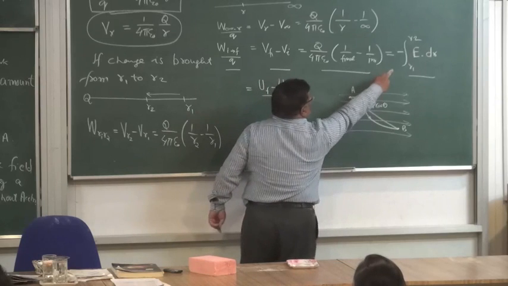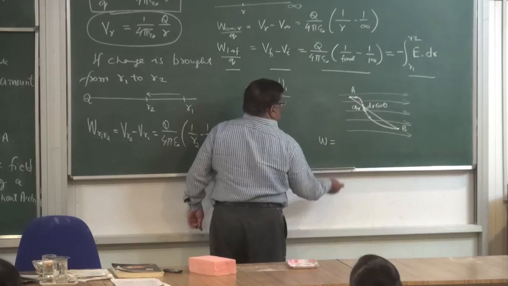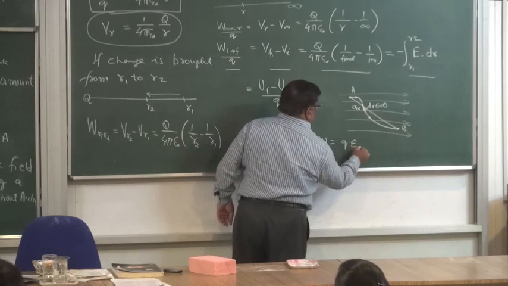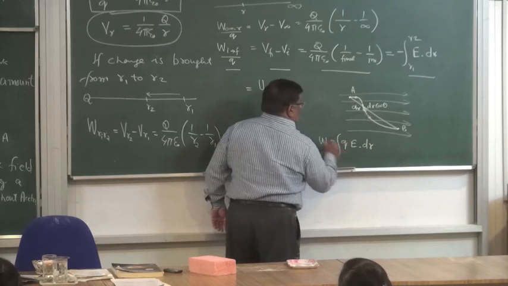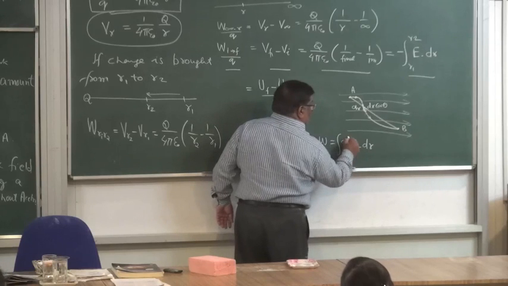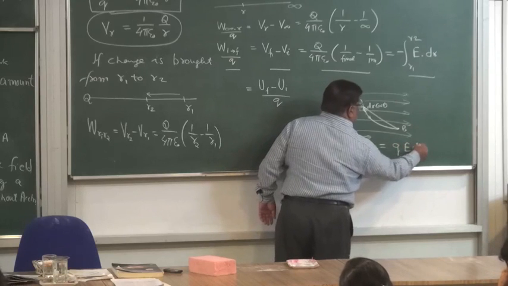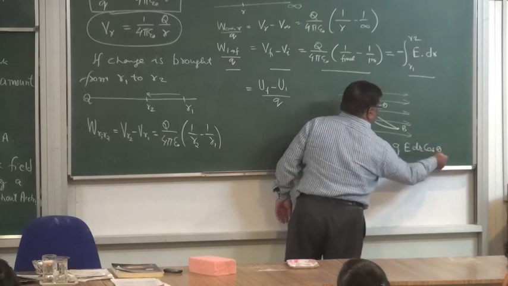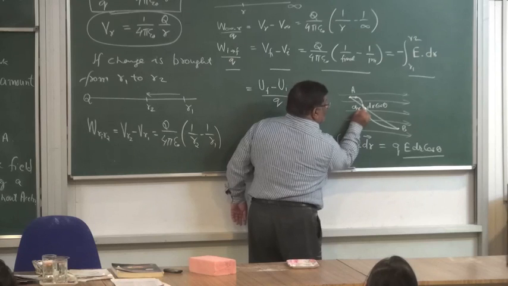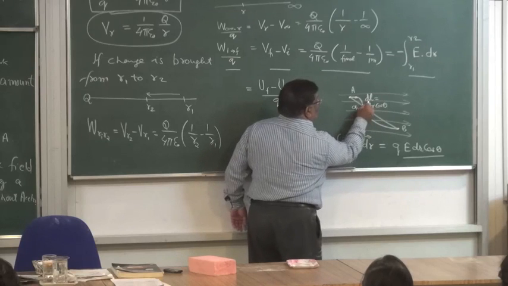So what do we have here? E into dr. Work done is equal to force into displacement integration. Now E dr is a dot product. Due to this dot product, what will this be? Q E dr cos theta. Now if this is dr, then this line is dr cos theta. Let's call it dl. This is dl.